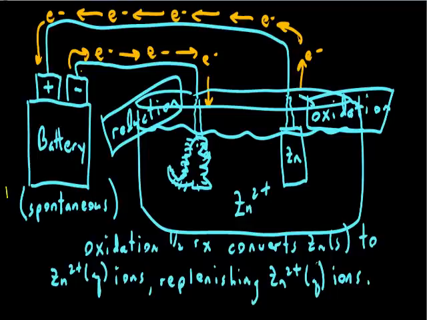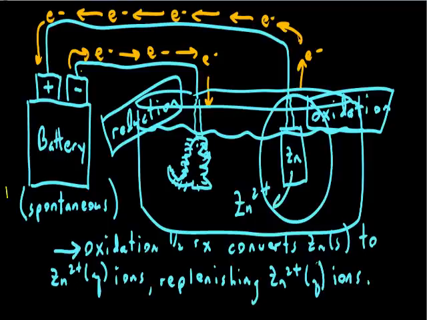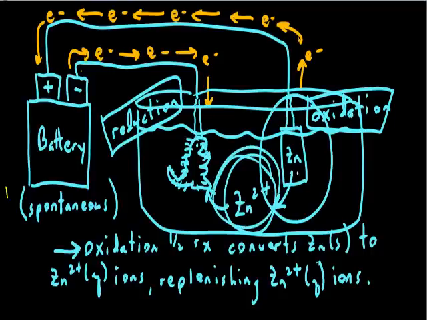Meanwhile, at the anode, or location of oxidation, what's taking place at the oxidation half reaction is it's going to convert elemental zinc into zinc ions, which replenishes the zinc aqueous ions in solution. That way we get a cycle of zinc ions coating the object through the process of reduction. Simultaneously, the aqueous zinc ions are getting replaced by a piece of metal zinc being oxidized into aqueous zinc ions. And this completes the cycle for our electroplating process.